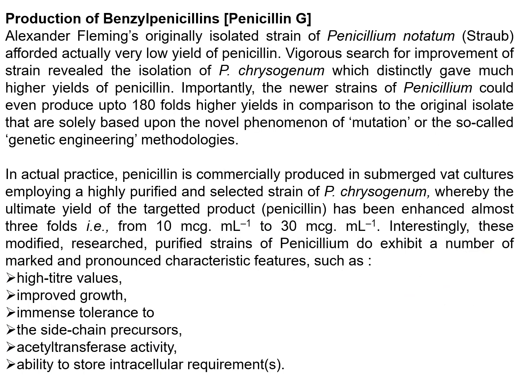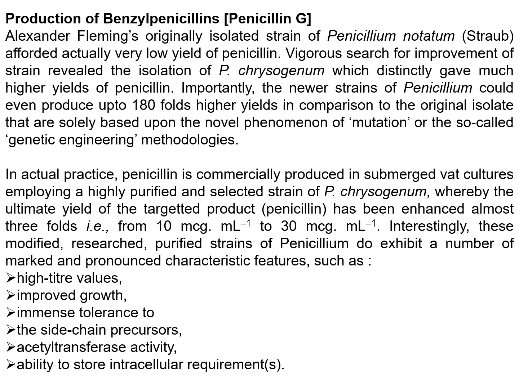To start with the production of benzyl penicillin, otherwise called penicillin G, the commonly used microorganism is Penicillium chrysogenum, a mold. This was first originally isolated as Penicillium notatum by Alexander Fleming, but that actually yielded very low quantities of penicillin. So a vigorous search for the improvement of this particular strain revealed the isolation of Penicillium chrysogenum, which gave a higher yield in penicillin production.